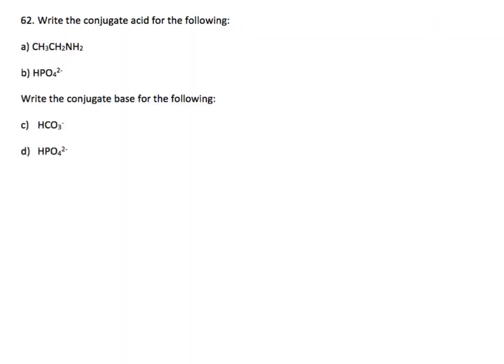Question 62 wants us to write the conjugate acid for A and B and the conjugate base. Conjugate acid is just the same compound with an additional H+ added onto the structure. So the conjugate acid for this would be CH3CH2NH3+. This is an amine base. Next we have HPO4 2 minus. If you add an H+, this becomes H2PO4 minus 1.